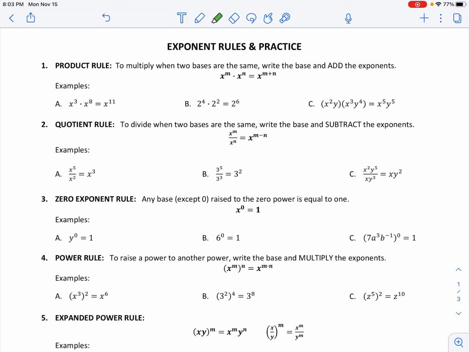Let's take a quick refresher at properties of exponents and exponent rules. Okay, so there are lots of different rules that you need to know and be able to work with. So here are some of the base rules.